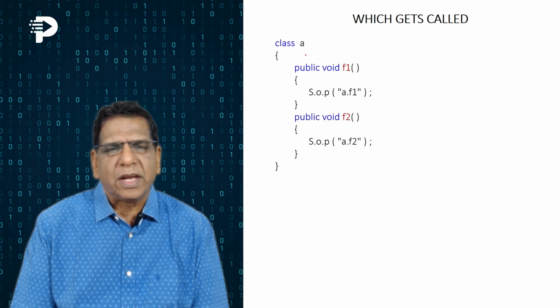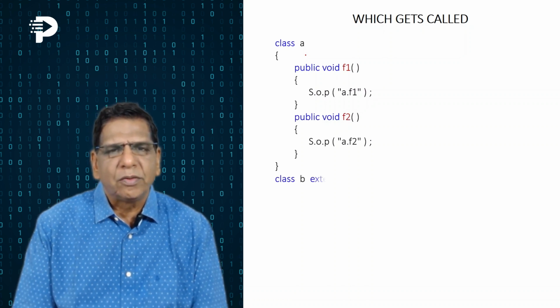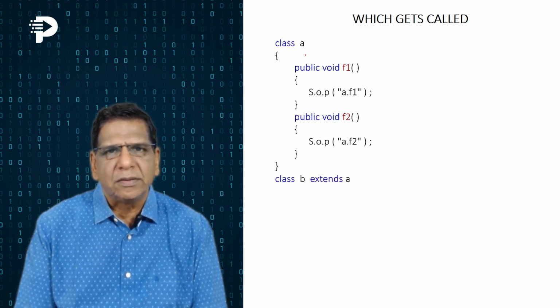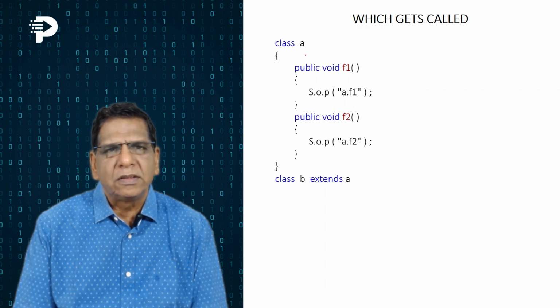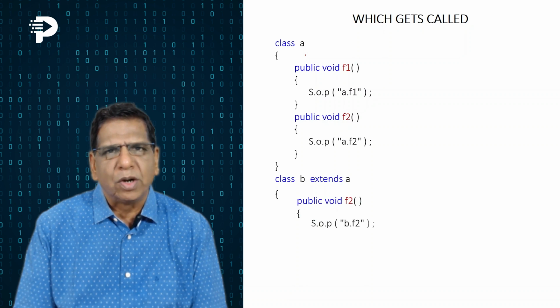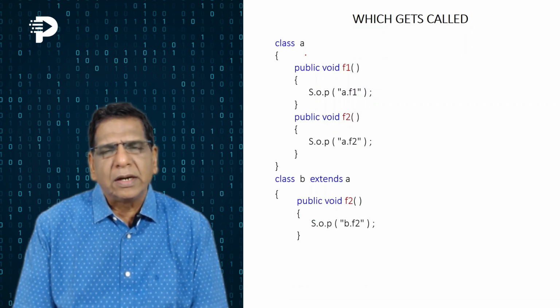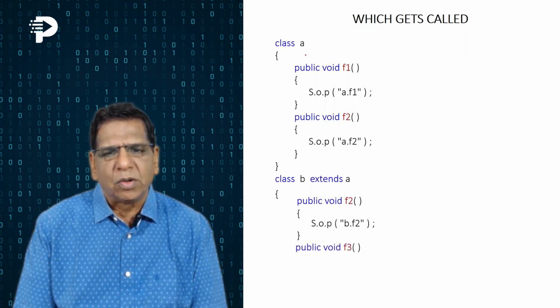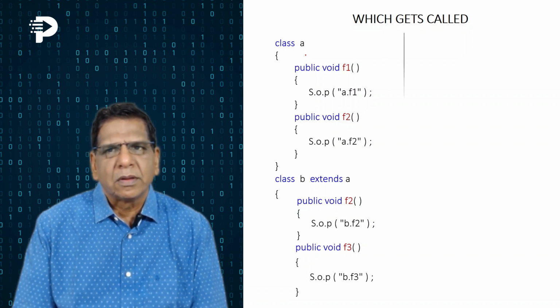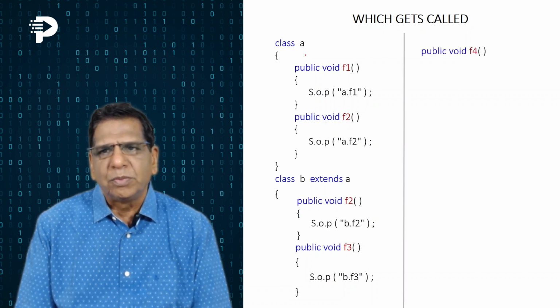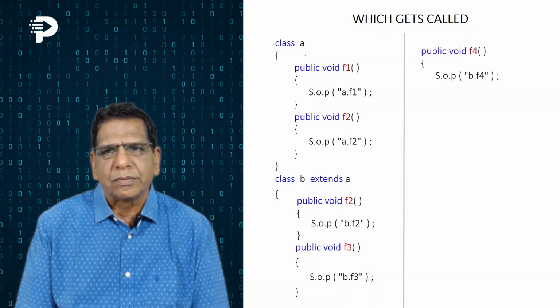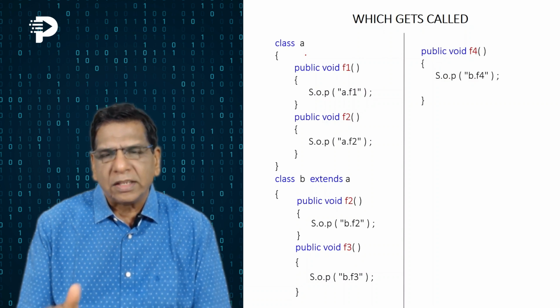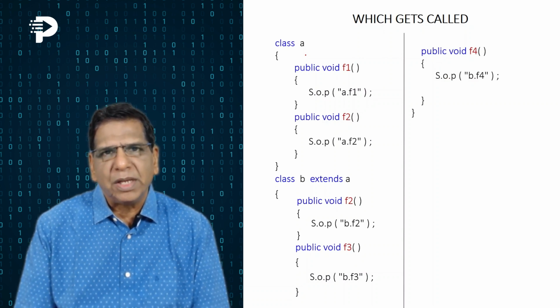And then I inherit a new class B from the existing class A. Within this, I would define a method f2 in which we print out b.f2, and a method f3 in which we print out b.f3. We will also have one more method f4 which prints out b.f4. And then we would try to invoke these methods from main.